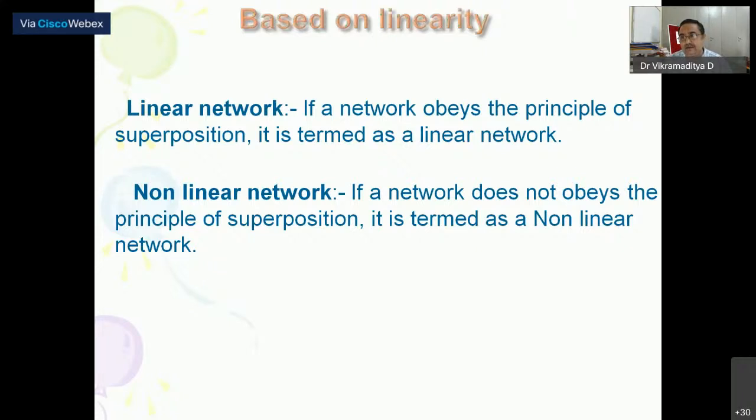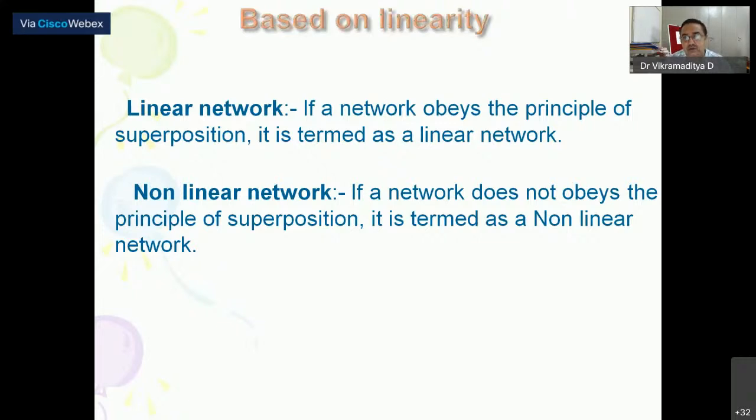Again, I would like to highlight that just as we have active element, passive element, unilateral element, bilateral element, we have a linear element and a non-linear element. And accordingly, we have a linear network and a non-linear network. So let us understand what a linear network is. This is a very important definition, mind it. Don't take it easy, because it will be used as and when, and it will be asked in your viva voce and other interview exams also, what a linear element is, and what a linear network is.